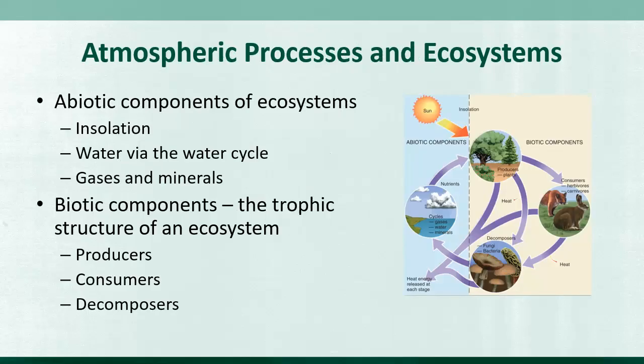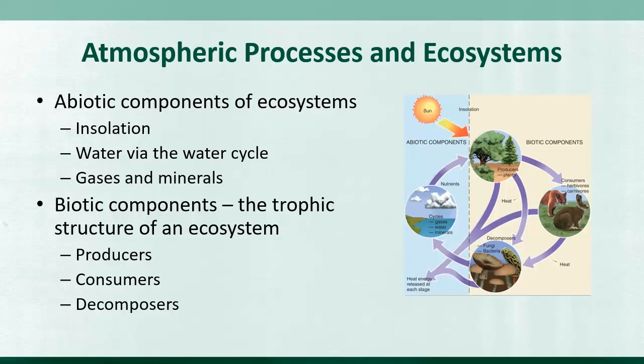In order to understand ecosystems and terrestrial biomes, it's first of all important to understand the idea that any ecosystem has abiotic components that are put into it. These are things we've already talked about in this course: insolation, sunlight, right? Water that comes from precipitation and climate, and the gases and the minerals that are naturally in the landscape.